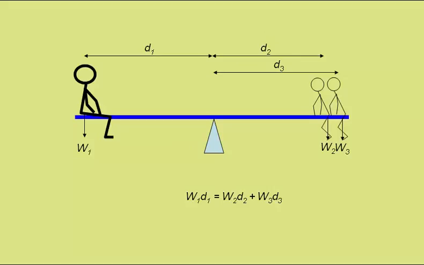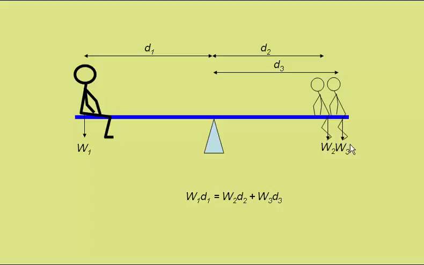Here we have a slightly more complicated case to explain the term the sum of the moments. In this case, one larger person on the left, providing an anti-clockwise moment, is balanced by two people on the right, providing a clockwise moment. I've used the same notation as before, with this person having weight 1 and being distance 1. These two people now are distance 2 for weight 2 and distance 3 for weight 3.